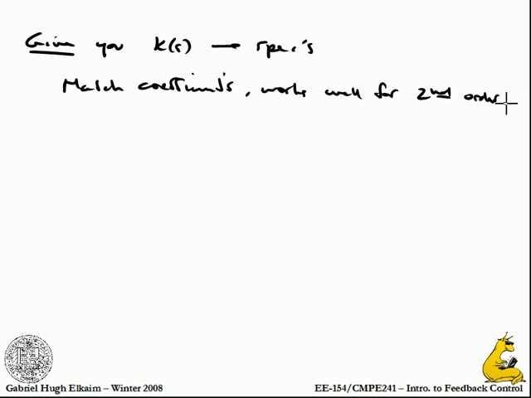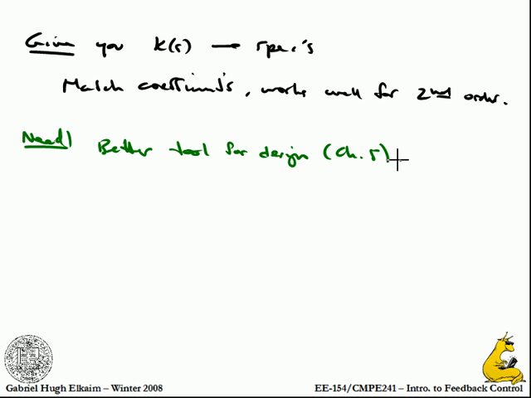So what we need is a better tool. A better tool for design, and that's going to be in Chapter 5. The tool that we're going to use is the root locus. Okay, we're going to creep into this a little slowly. It's not going to be all at once, but it's going to be kind of interesting.